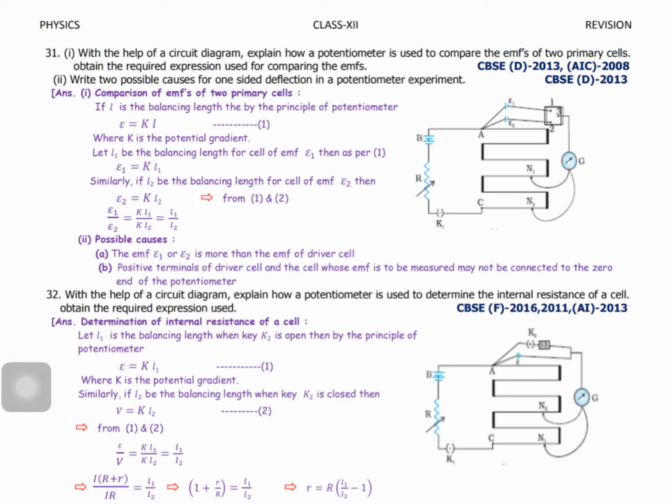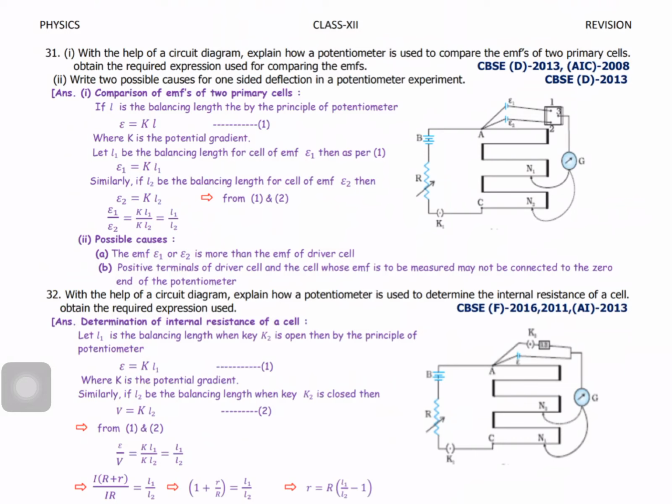If closed, it is a potential V equal to K into L2. From 1 and 2, we can write E by V equal to KL1 by KL2, K cancels out, L1 by L2. Or from that one, what is E? EMF is nothing but I into R, I into what resistances are included? R plus r. R means connected resistance. Small r represents the internal resistance of the cell. So (R plus r) by R, since V equal to IR, I will be cancelled out.